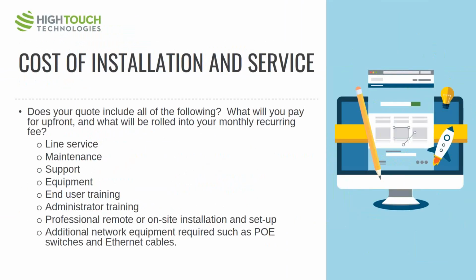Now, when it comes to the cost of installation and service, we want to make sure that your quote includes all of the following. What will you pay for upfront, and what will be rolled into your monthly recurring fee? So you have the line service, maintenance, support, equipment, end user training, administrator training, professional remote or on-site installation and setup. You will also have additional network equipment required, such as PoE switches and Ethernet cables. And it's important to know what your provider will and will not do over the contract term.